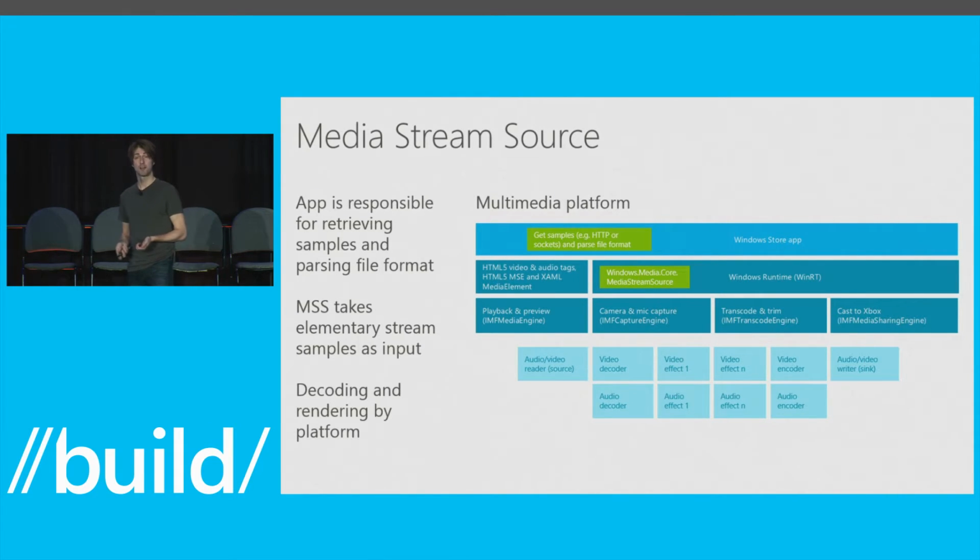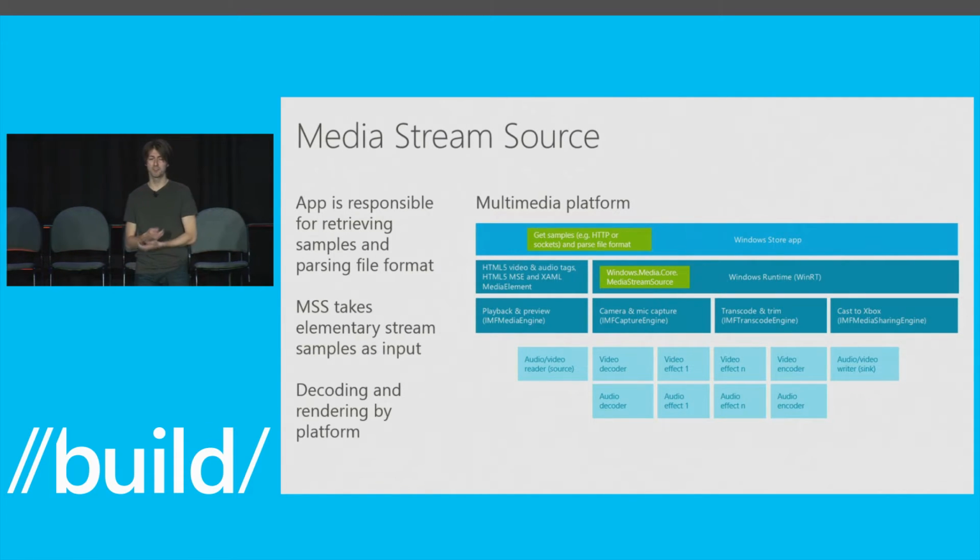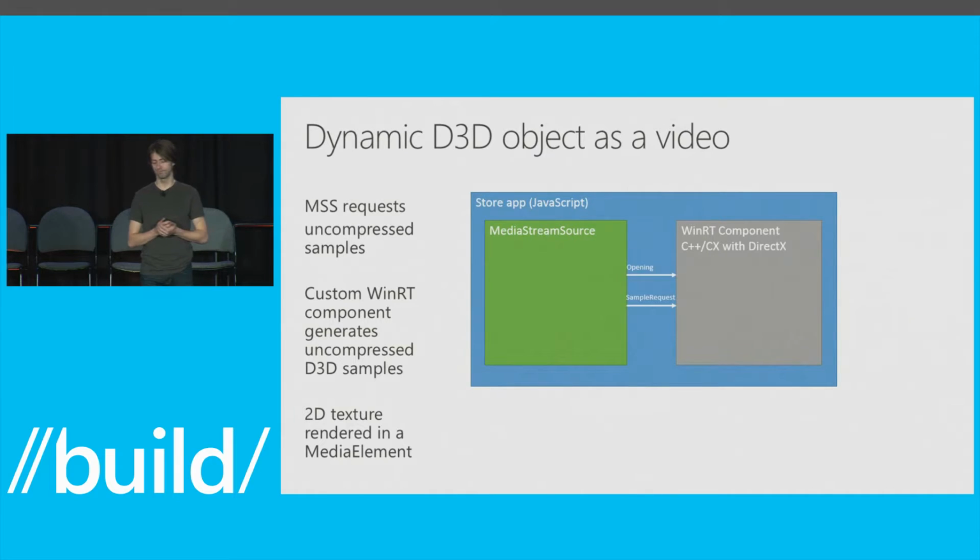It also has to parse the file format, the custom file format. So you could use it to add custom format support to Windows. You can do custom streaming formats. You can do adaptive bitrate streaming. MSS is a toolbox that you can do all sorts of things with. And just like all the other options, you don't have to worry about decoding and rendering. All of that stuff is done in the platform for you.